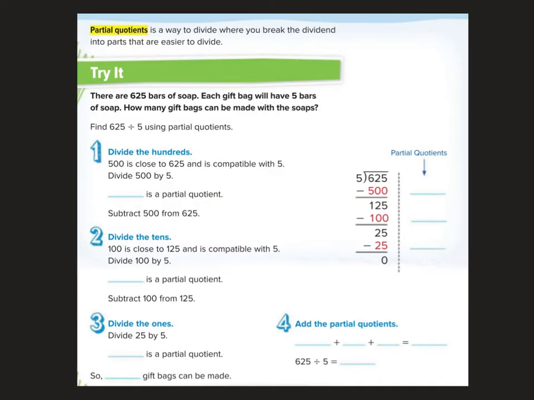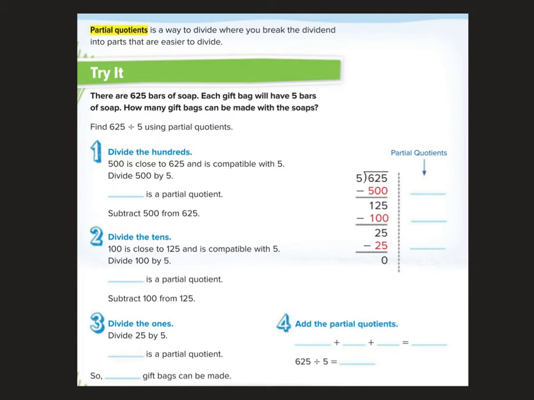Partial quotients is another way to divide where you break the dividend into parts that are easier to divide. Now, if you listen to this and say, Mrs. Hamer, that makes no sense, that's fine. I'm just showing you a different way to try out. Some kids might like this way better, and some might like the other, more standardized way better. But let's give it a shot here.